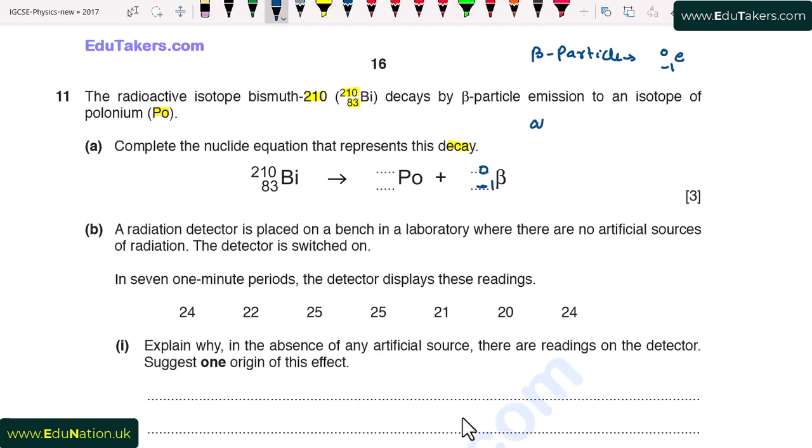Now I check the atomic number and atomic mass on both sides of this equation. I write here atomic number. On the left hand side, atomic number is 83 and on right hand side it is -1, and I suppose that it is x and y. So I write here 83 is equal to x plus -1. So the value of x comes to be 83 plus 1, which is equal to 84. So the atomic number of polonium is 84. I write here 84.